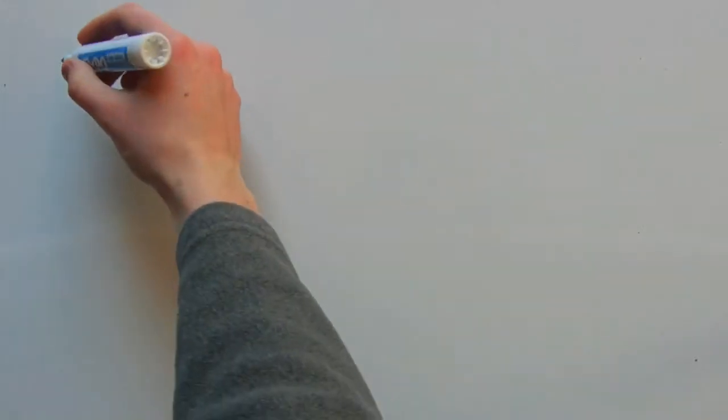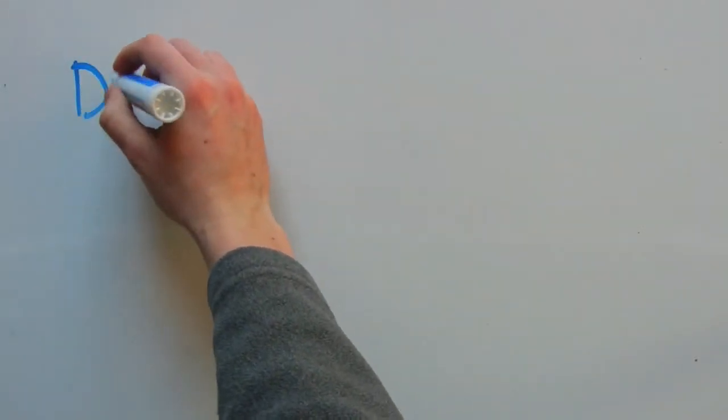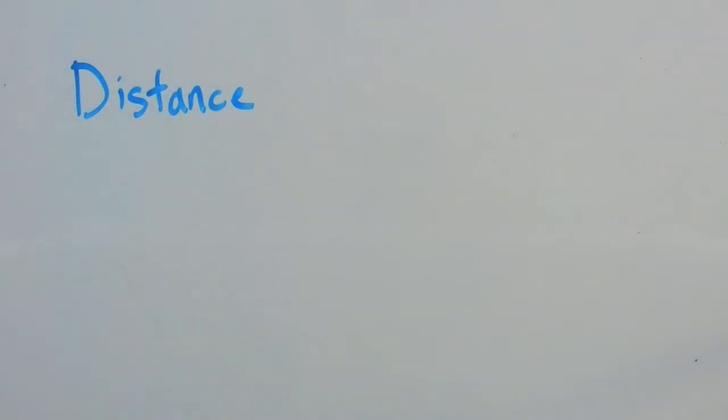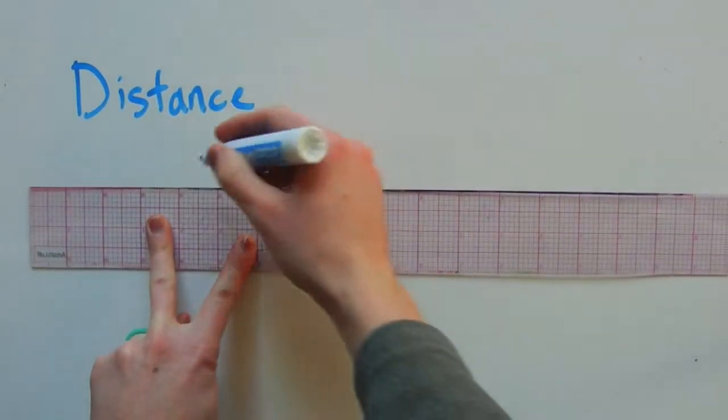In this video, we are going to look at distance and how to find the distance between 2 points. And this will help when measuring perimeters. So on a number line, it's easy to find the distance between 2 points.